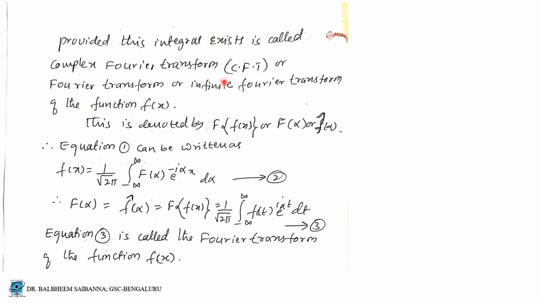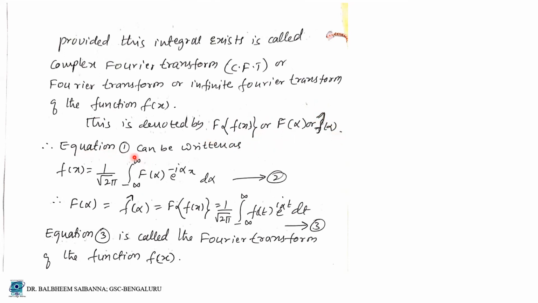Complex Fourier transform can also be called Fourier transform or infinite Fourier transform of the function f of x, and this is denoted by capital F, in curly brackets f of x, or the same expression can be put in the form of capital F in brackets of alpha, or f cap alpha. This cap is there, f cap alpha.